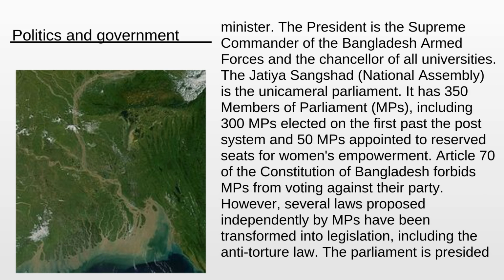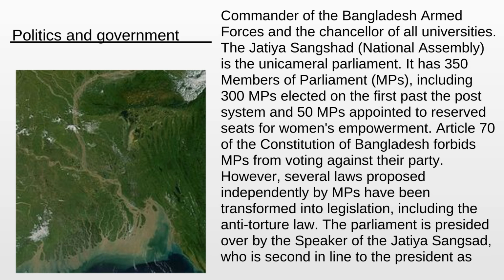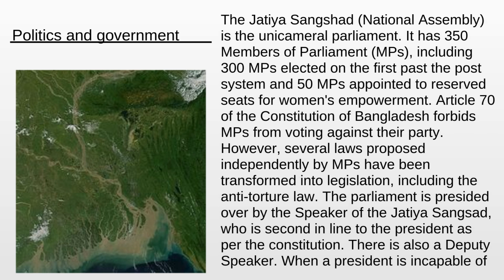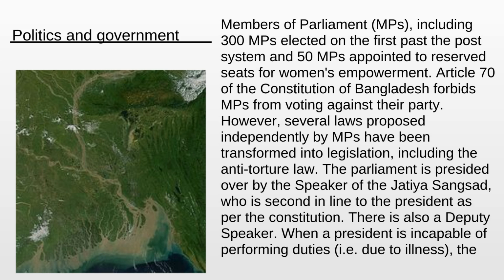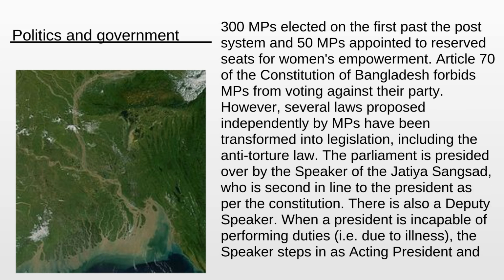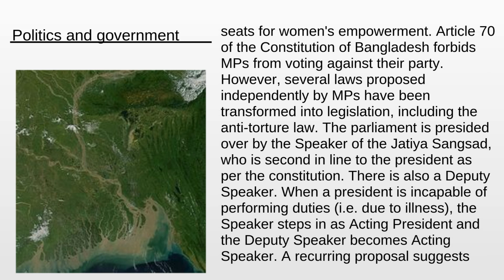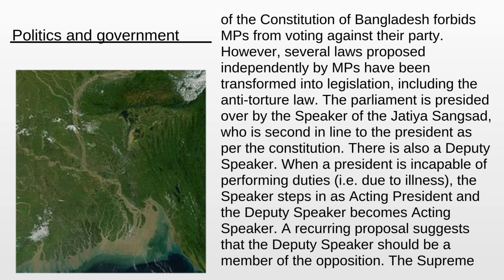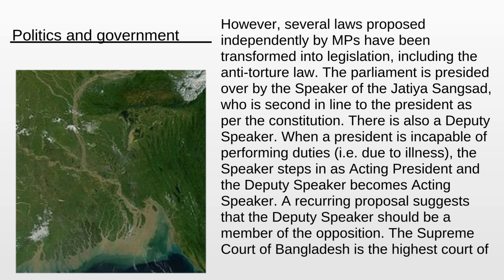The Jatiya Sangshad, National Assembly, is the unicameral parliament. It has 350 members of parliament, MPs, including 300 MPs elected on the first-past-the-post system and 50 MPs appointed to reserved seats for women's empowerment. Article 70 of the Constitution of Bangladesh forbids MPs from voting against their party. However, several laws proposed independently by MPs have been transformed into legislation, including the anti-torture law.